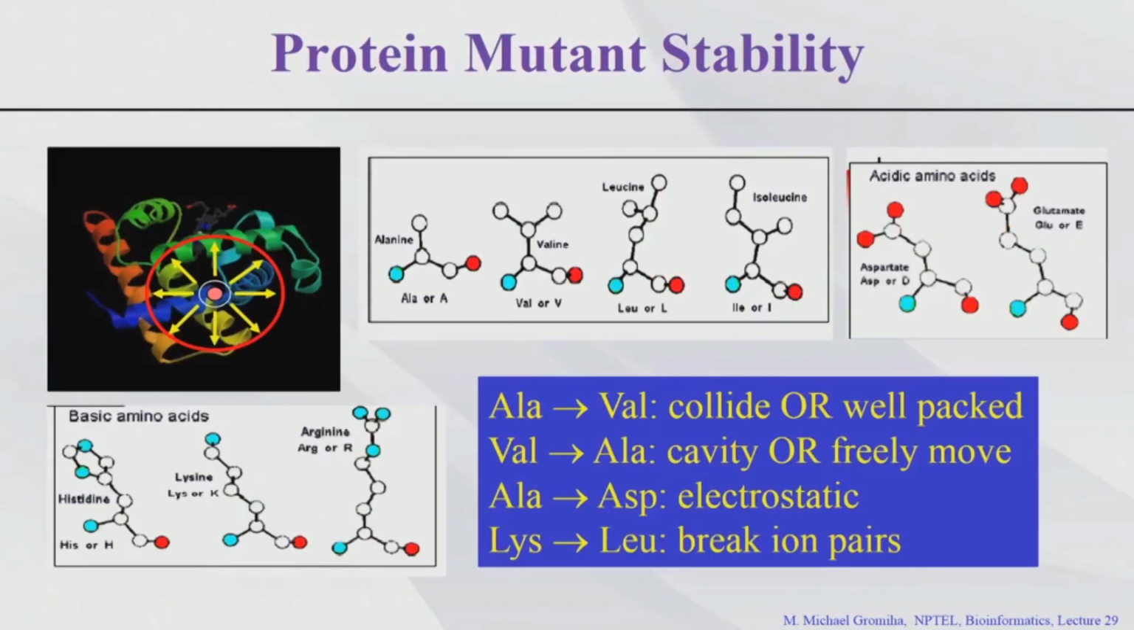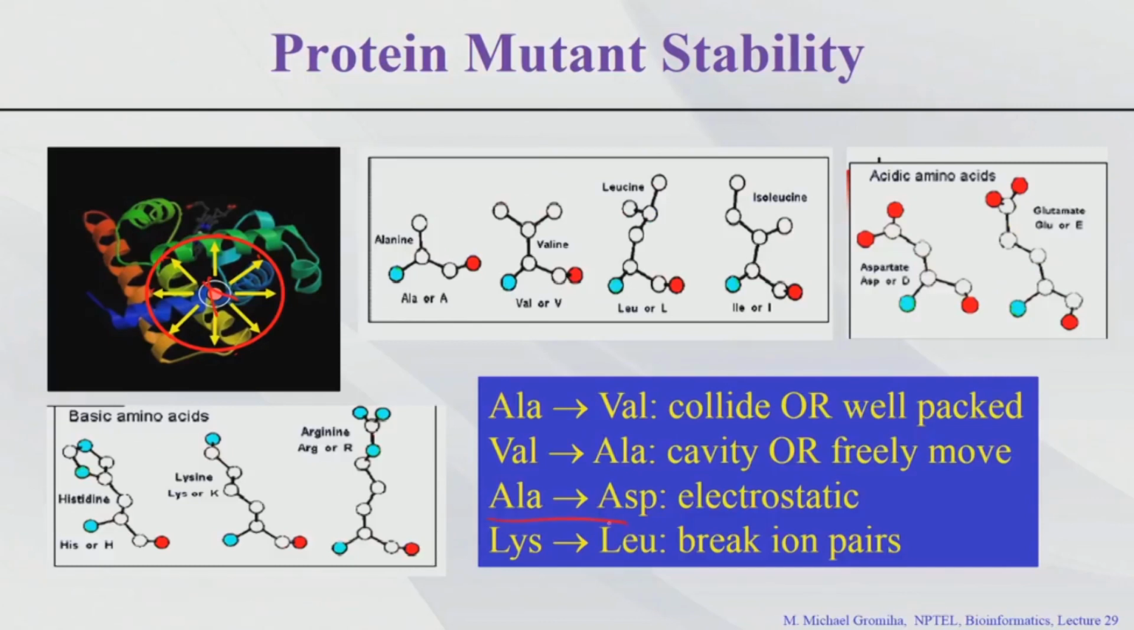Then the next aspect is stability. We discussed stability. For example, if you mutate a particular residue here, this residue is in contact with various other residues. If we mutate this residue, either it may establish more contacts or it may break some of the contacts, which may increase or decrease the stability. For example, we discussed earlier alanine to valine: depending upon the place where we mutate, this can either be well packed, increasing the stability, or it can have steric clashes and decrease the stability.